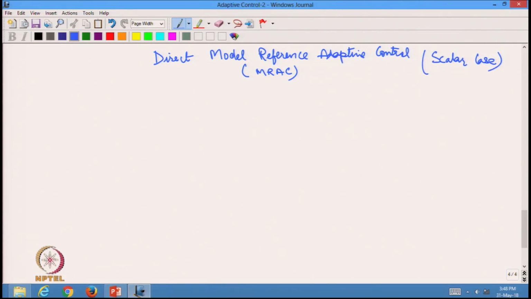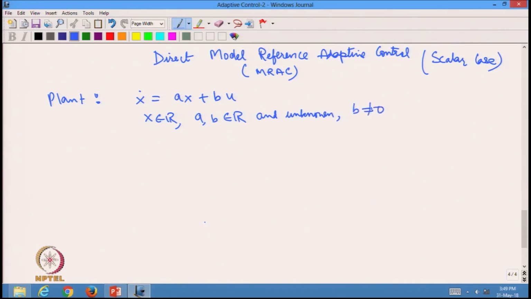Okay, so let us consider a plant which is given by x dot equals Ax plus Bu. Here x is a state which is a scalar, A and B are also scalar and unknown, and let us also assume that B is not equal to 0, and this is for controllability purpose.